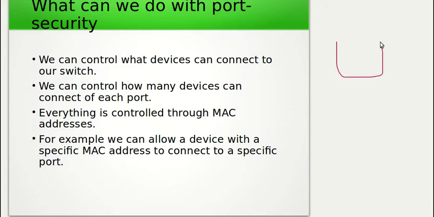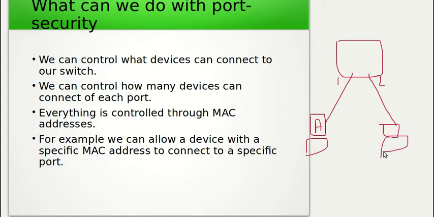So with port security, imagine we have these ports. Port security is configured on a per port basis. Imagine this is port 1, this is port 2. We could say that with port security, only device A can connect to port 1, and only device B can connect to port 2. That means that this switch expects to only receive frames from device A from port 1, and this switch only expects to receive frames from device B via port 2. If another device connects to any one of those ports, traffic will be blocked.